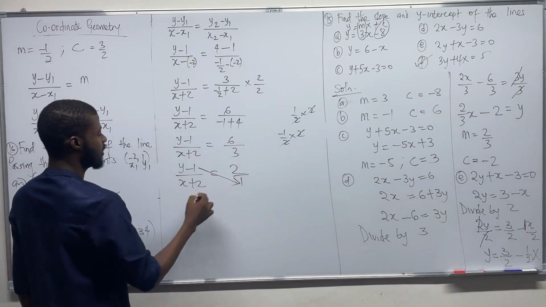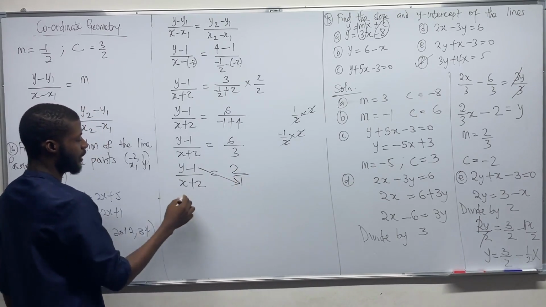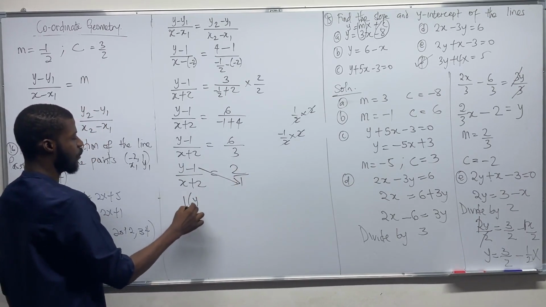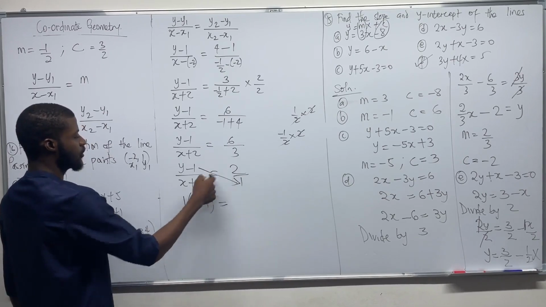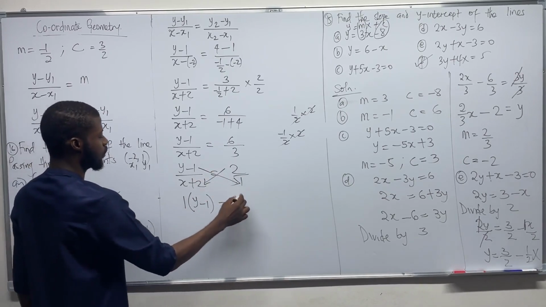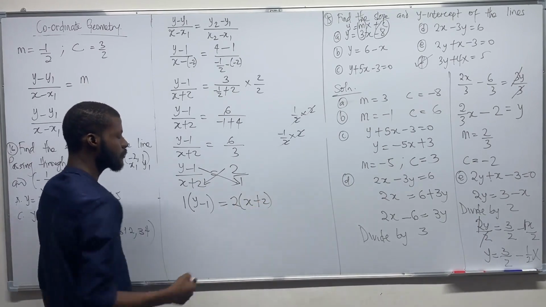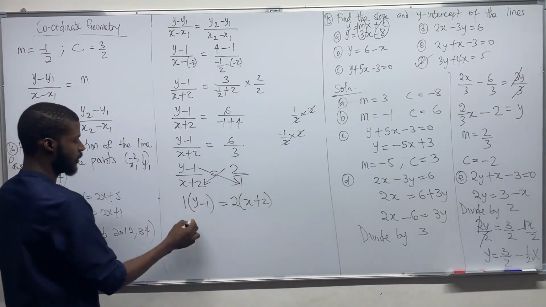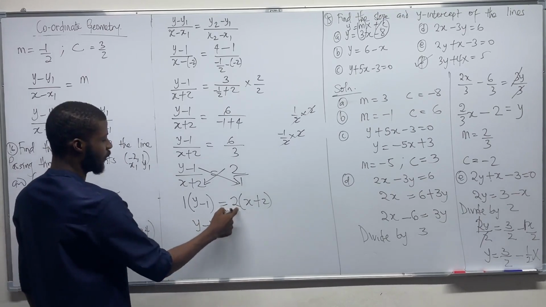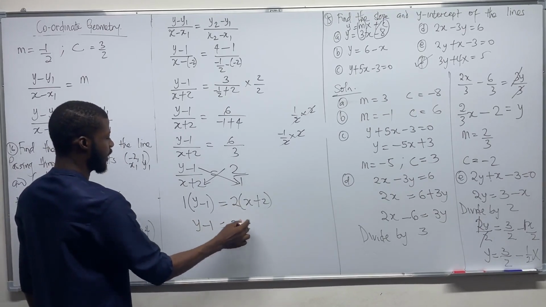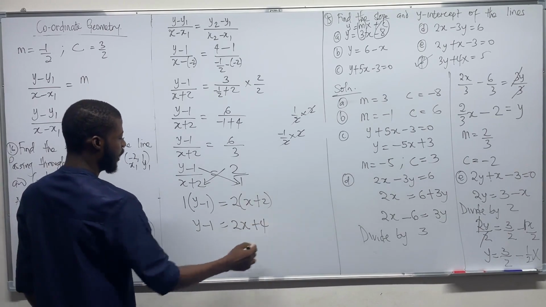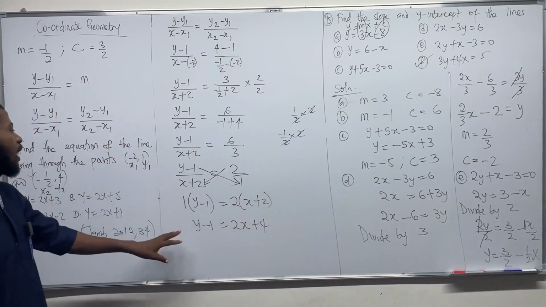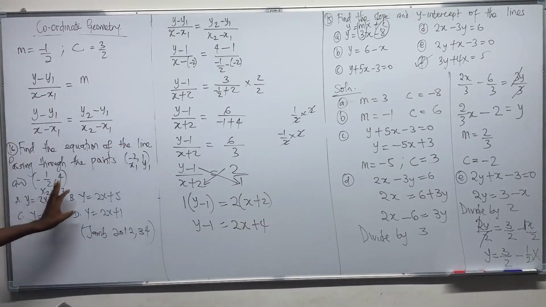So this will times this. If this times this, it means I have 1 bracket y minus 1 equals 2 times this, so that's 2 brackets x plus 2. It works. So 1 times anything is that same thing. So this is y minus 1 equals 2 times x, 2x, 2 times 2 is 4. Now, if you look at the options, y is made the subject in the options.